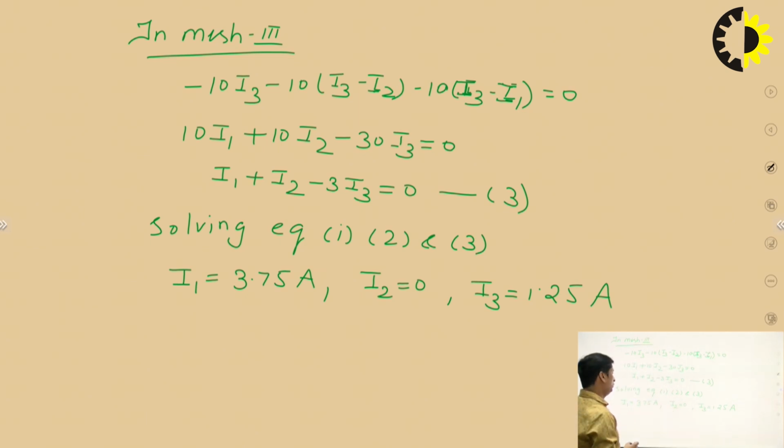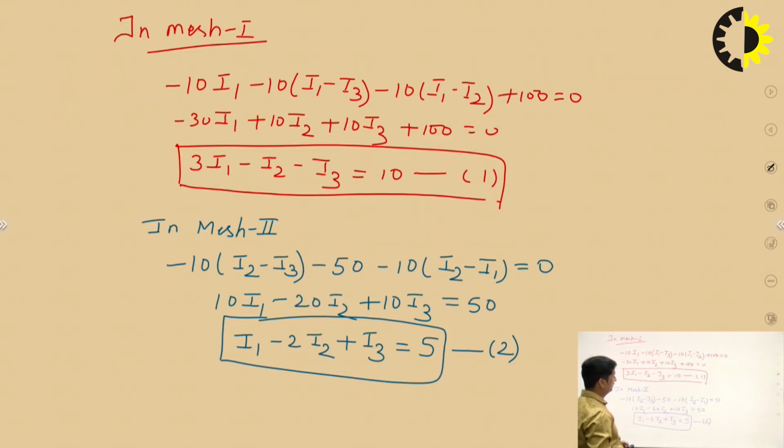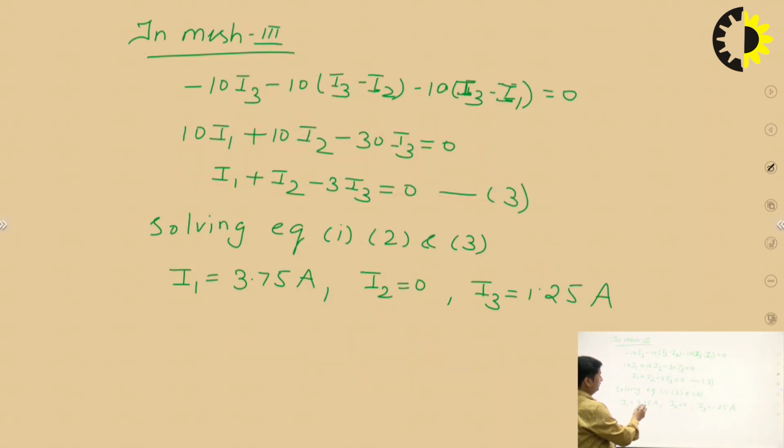So I1, I2, I3 can be determined. So this is the mesh current, and when we know the mesh current, we can find the current in any branch. Accordingly we can find the power or voltage drop in any branch, or we can solve any parameters of the circuit. So this is one of the problems. The answer is I1 is 3.75, I2 is 0, and I3 is 1.25.